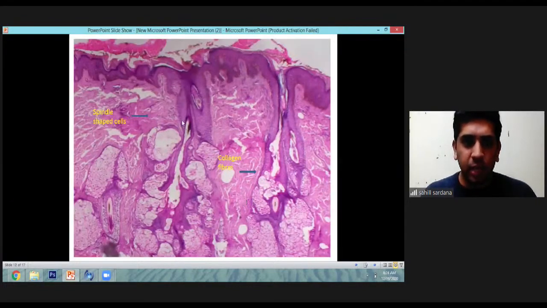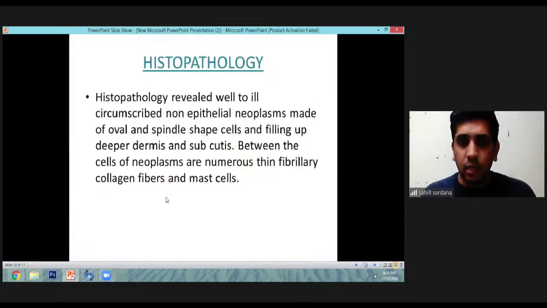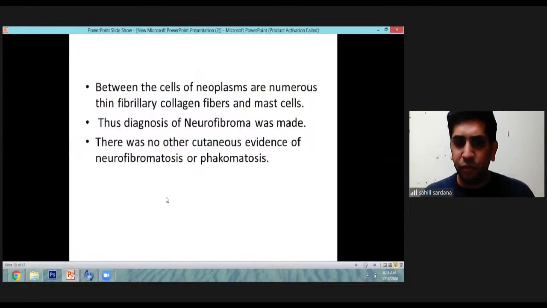As you can see here, spindle-shaped cell are there, collagen fiber, mast cells are there, and between the cells of neoplasm are numerous thin fibrillary collagen fiber and mast cells. Thus, diagnosis of neurofibroma was made, and there was no other cutaneous evidence of neurofibromatosis or phacomatoses.